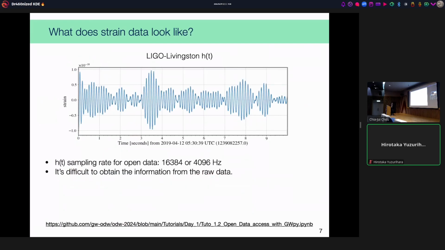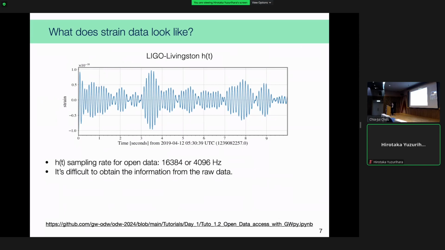Next is one example of the time domain data, available on the GOSC page. This is the LIGO-Livingston case. The x-axis is time, the y-axis is strain, and this is data of O3A. Please check the y-axis strain. The value is on the order of 10 to the minus 18, so a very tiny amplitude.